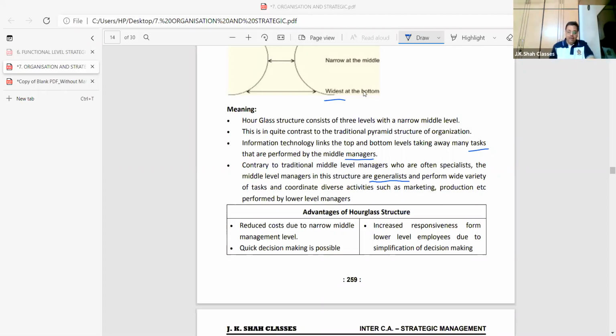So see, the middle level in this structure are generalists and perform a wide variety of tasks and coordinate diverse marketing and production. What are the advantages? It reduces cost due to the narrow middle level. Quick decision making is possible. Increased responsiveness from lower level employees due to simplification of decision making.